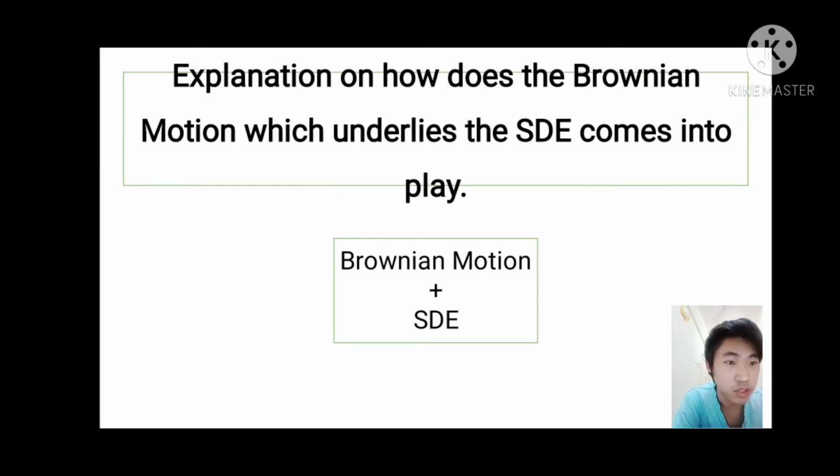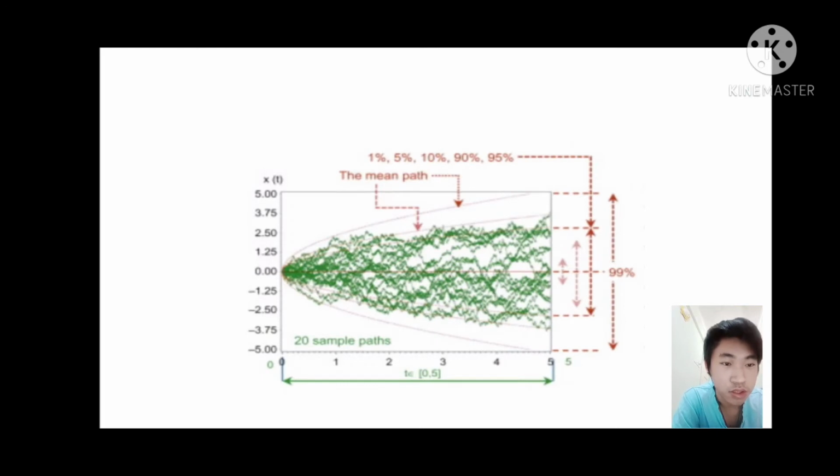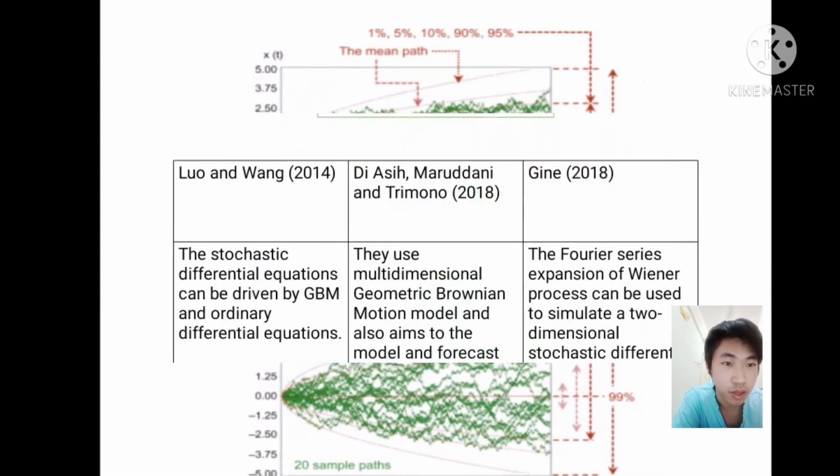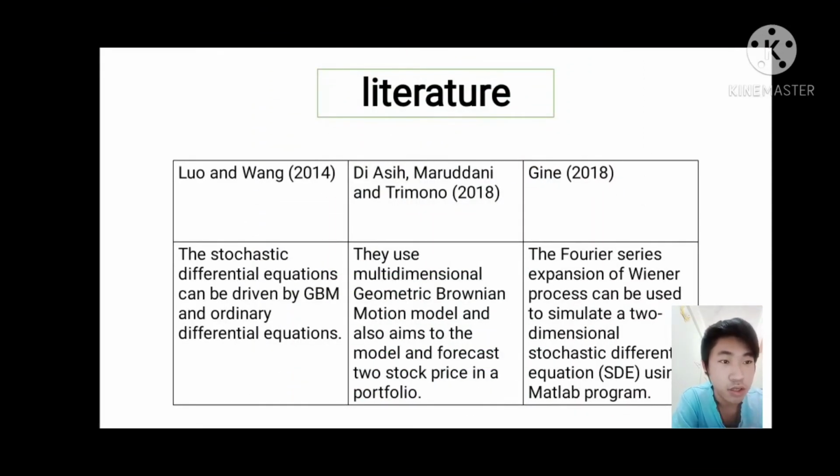So we can proceed to the next slide. This slide shows the possibility of the stock price in the future. So next, the third slide is the literature.